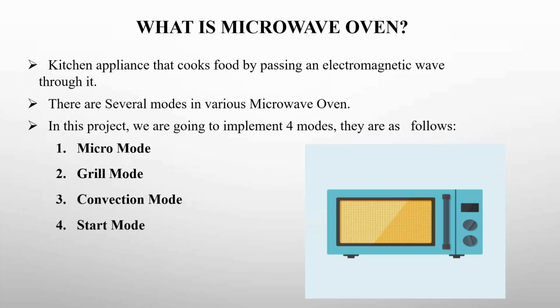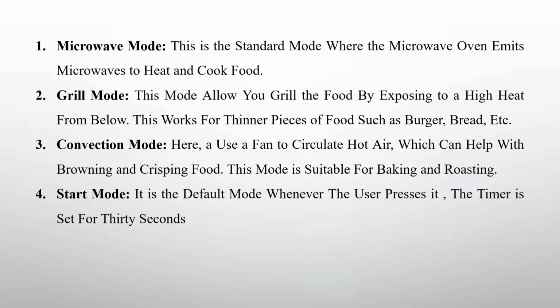And coming to what a microwave oven is. A microwave oven is a kitchen appliance that uses electromagnetic waves to heat food. Modern ovens have multiple cooking modes. In this project, we are going to implement 4 modes. They are micro mode, grill mode, convection mode, and start mode.